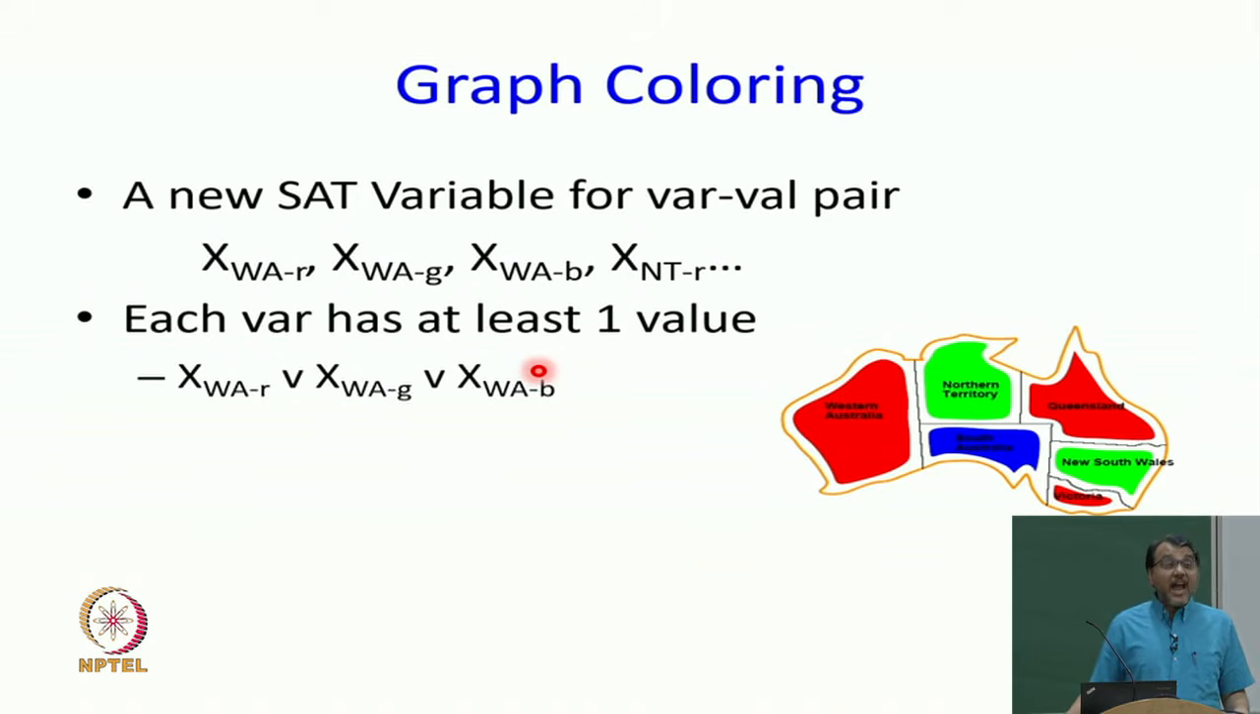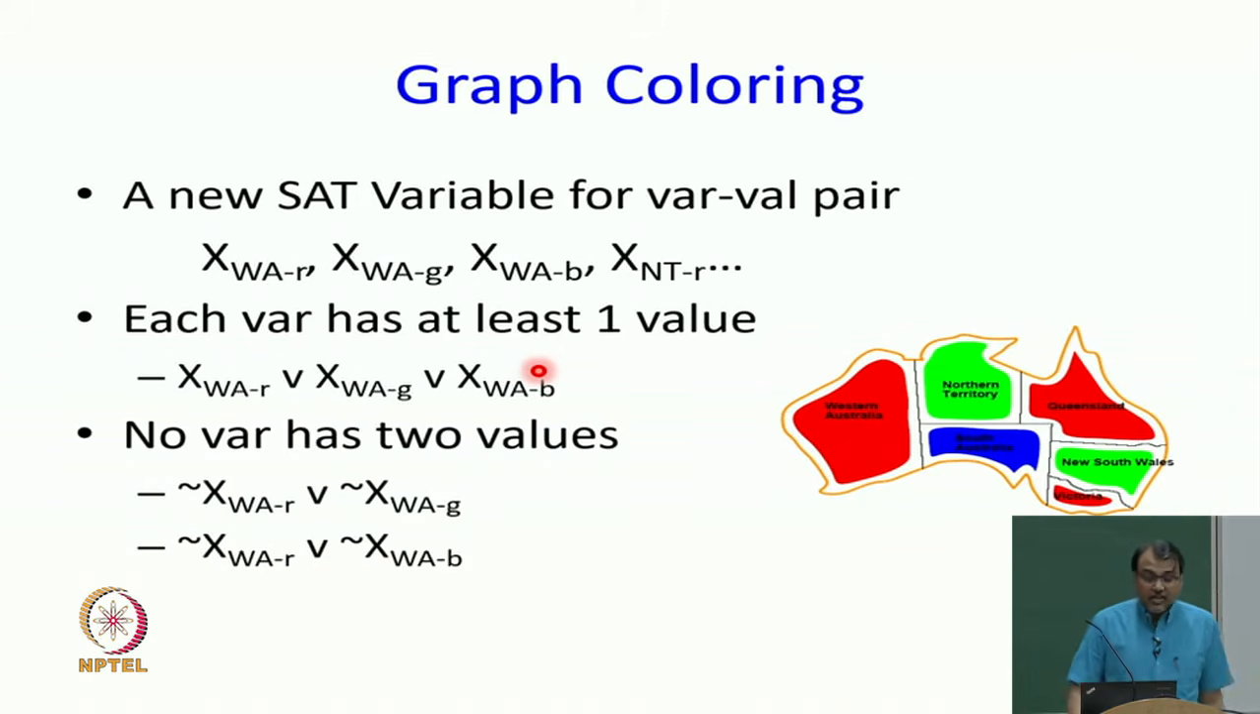Pairwise ANDs and the negation of that. Or alternatively, the same idea that we had last time, that Q12 and Q21 both can't be true. In the same way, we will say WAR and WAG both can't be true. WAR and WAB both can't be true. WAG and WAB both can't be true.